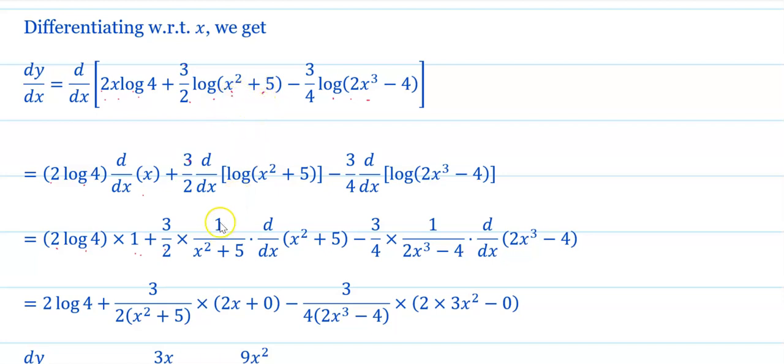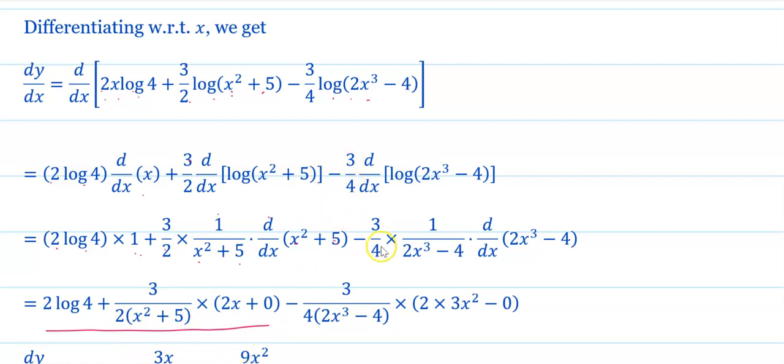What will its derivative be? 1 upon x square plus 5. Again, it is a composite with x square plus 5. Hence, the derivative of x square plus 5, d/dx of x square plus 5, what is it? It is 2x. The derivative of 5 is 0. And hence the first part here is a 4 here.